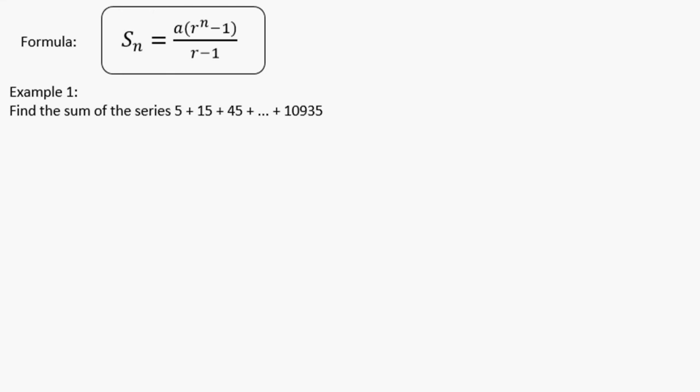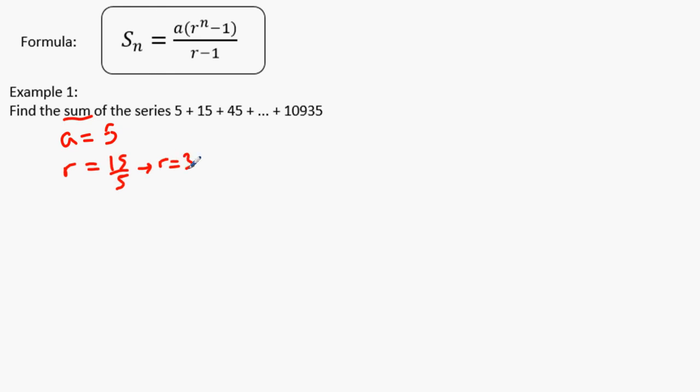Here's our first one. Actually, this is a pretty medium example. I wouldn't consider this easy. Find the sum of the series 5 plus 15 plus 45 plus dot dot dot plus 10,935. What do I have? Clearly I have my A value. My A value is 5. My R value, well, I can divide consecutive terms. So I can do T2 divided by T1. So here I get R is equal to 3.